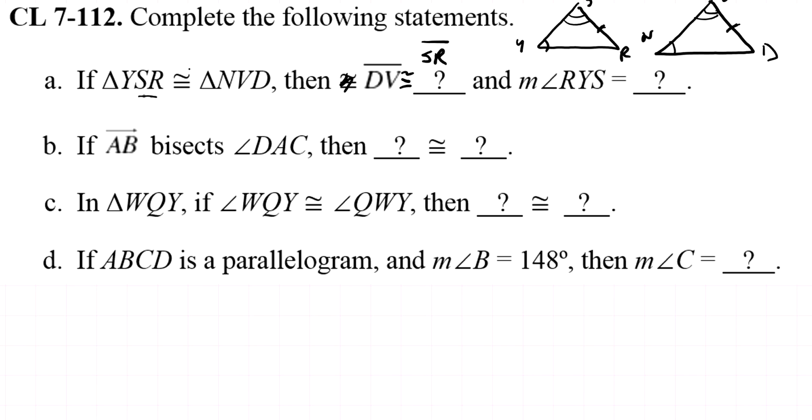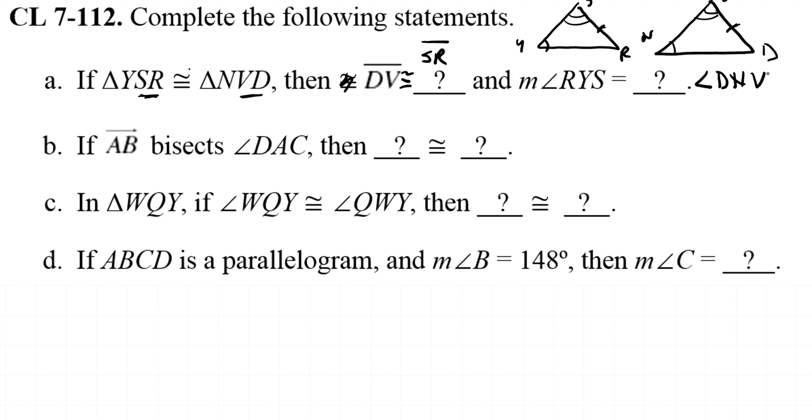So you can look at the congruent statement, or you can sketch a little picture if that helps you. For the segments, usually not that big of a deal, but sometimes for the angles it can be tricky. So you have R, Y, S, and so that would be congruent to angle D, N, V.